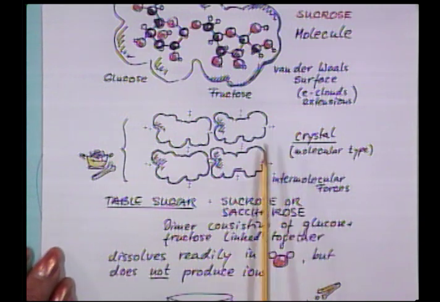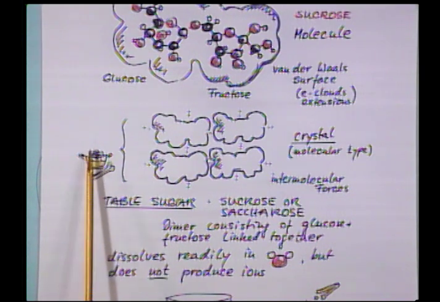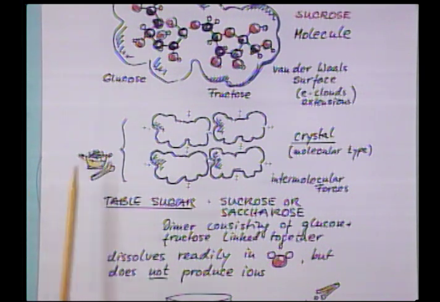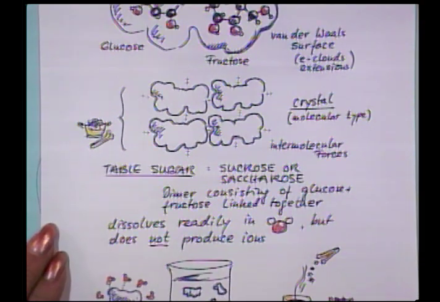So this is our little sheep lined up in a crystal lattice. And these are the sugar cubes that we get for our coffee or tea. So that's our consumer sugar, so to speak, our table sugar.